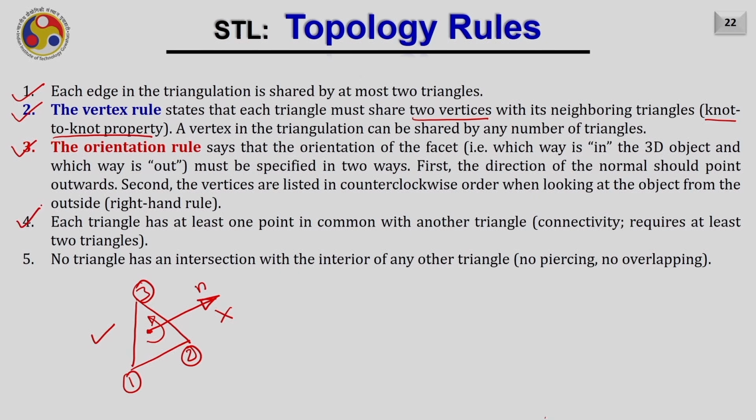The fourth rule states that each triangle has at least one point in common with another triangle. It is also called connectivity and requires at least 2 triangles. The last rule for the topology is that no triangle should have an intersection with the interior of any other triangle. It is quite obvious, like if you have a triangle like this, another triangle should not intersect it like this. These types of cases are also called manifold edges.